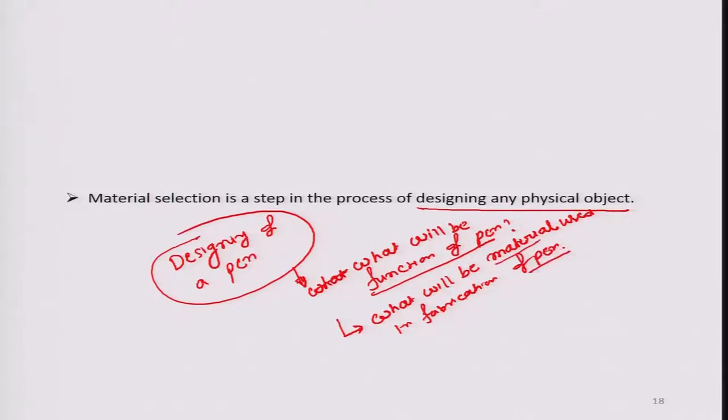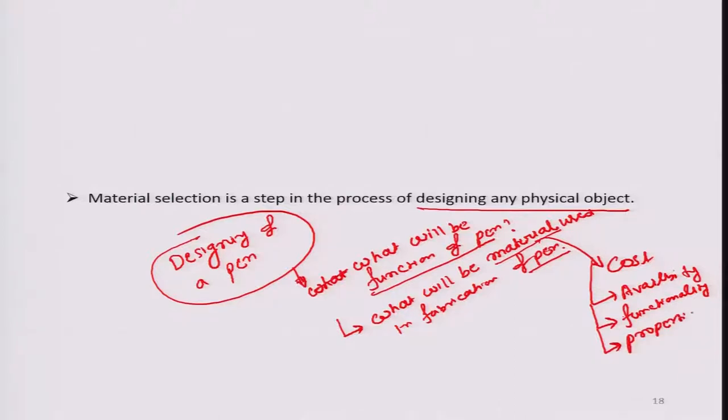And you will have to keep in mind cost, availability, functionality, and properties like mechanical, physical, etc. So, material selection is a very crucial step in the process of designing any physical object.